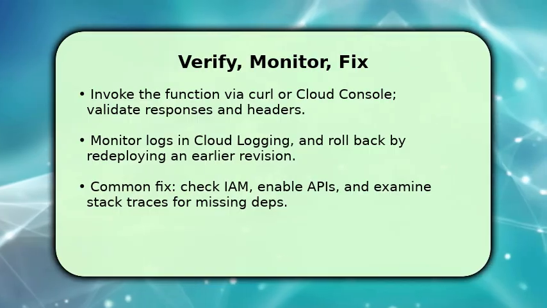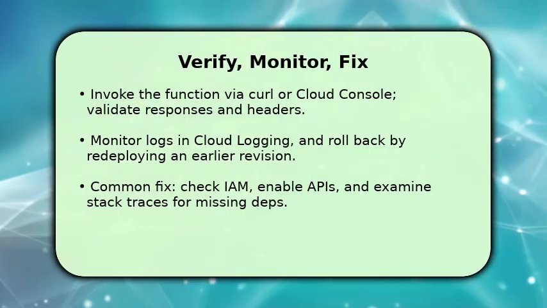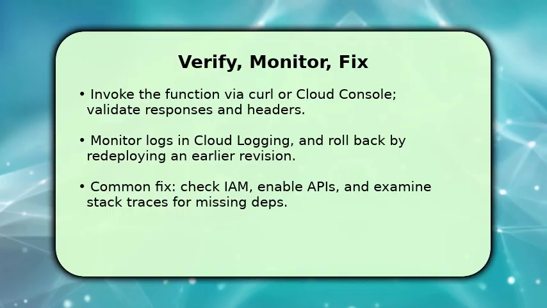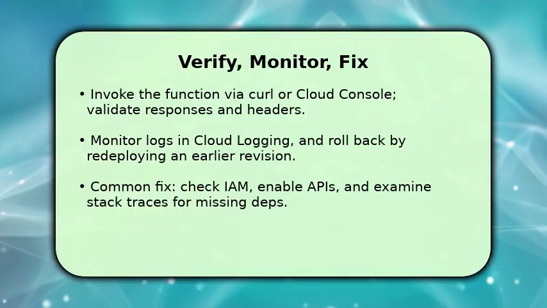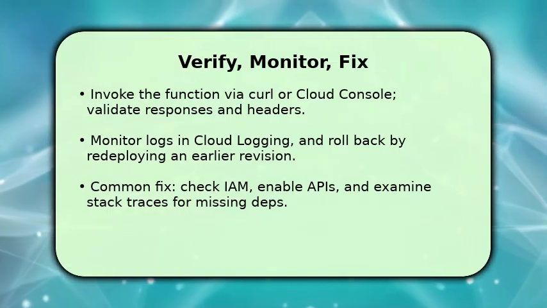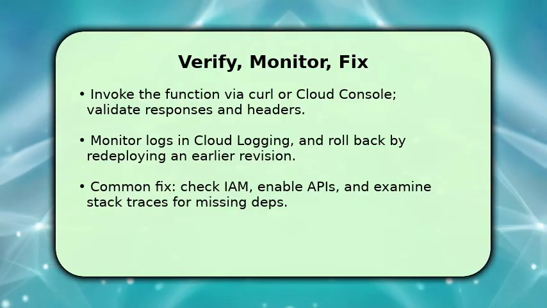If something goes wrong, make sure the Cloud Functions API and required service accounts have IAM roles. Check stack traces for missing dependencies, and redeploy a previous working revision as a quick rollback.